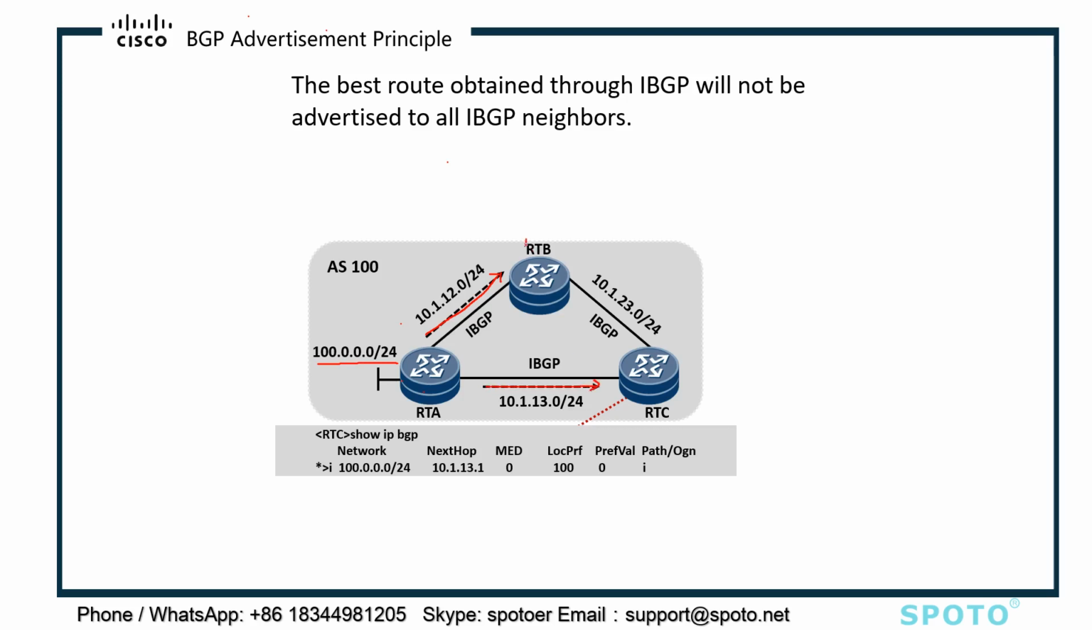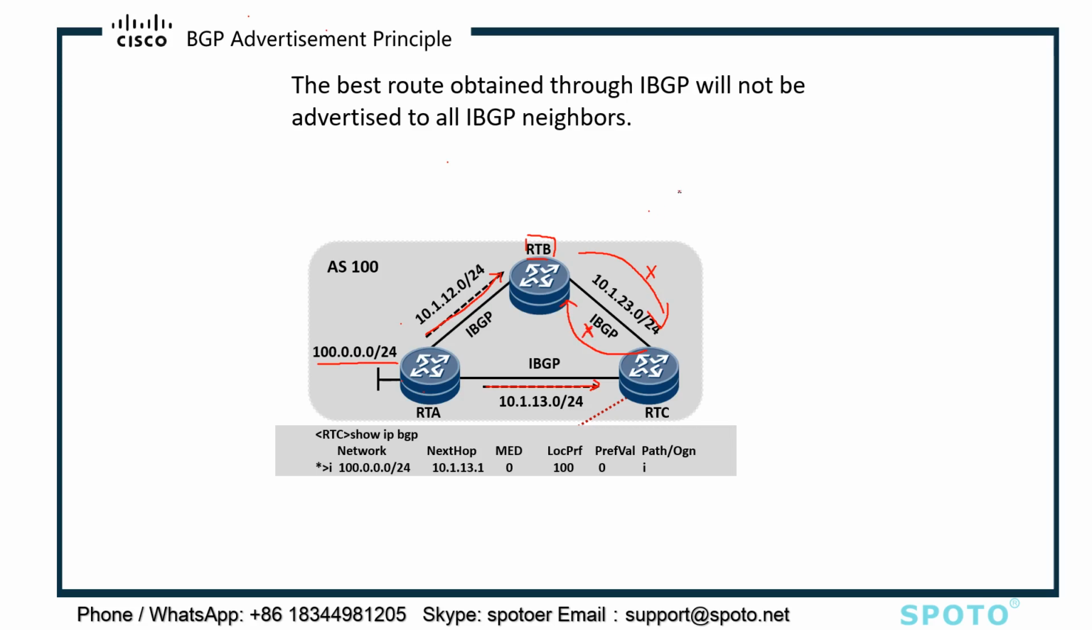In this situation, we can see here, RTB can receive the route from RTA. So this is the advertisement principle. If a BGP router receives the route information from an IBGP neighbor, it won't advertise it to another IBGP neighbor. So in this situation, RTB will not send the route to RTC, and also RTC will not send the route to RTB. It's a very, very important principle because in the BGP protocol, we use this principle to prevent loops.